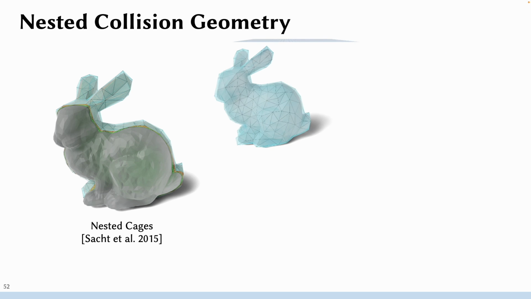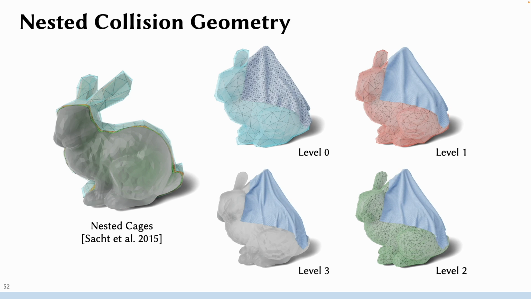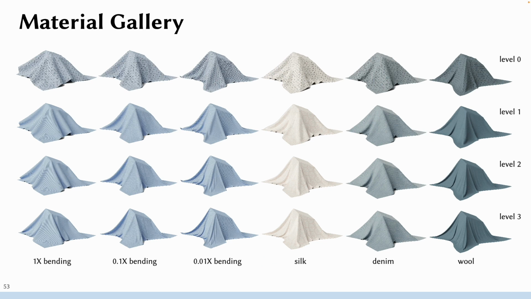Moreover, beyond using the same mesh for collision geometry at all levels, we could similarly replace it with a nested hierarchy to further reduce computational costs at coarser levels while ensuring contact safety when moving to the next finer level. And our experiment shows that PCS could still produce consistent results in this case. And also in this material gallery, we vary bending stiffness and plug in real-world material parameters to get a variety of realistic wrinkling behaviors.